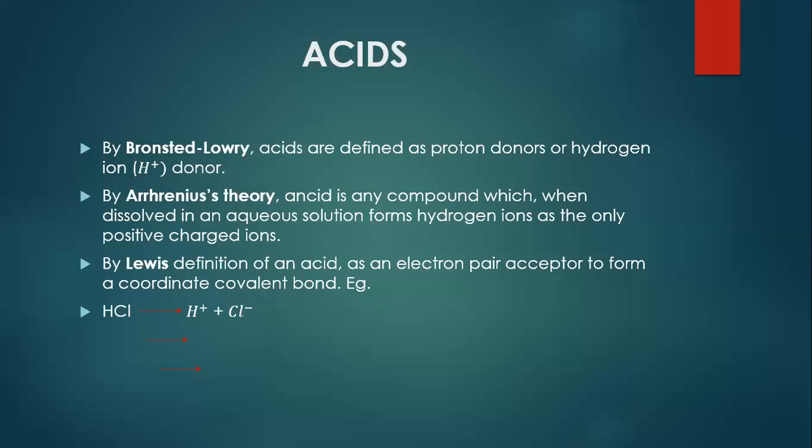Then example number 2, you have HNO3. That is trioxonitrate 5 acid. Now, when this also ionizes, you have it releasing hydrogen ions, then you have nitrate ions.